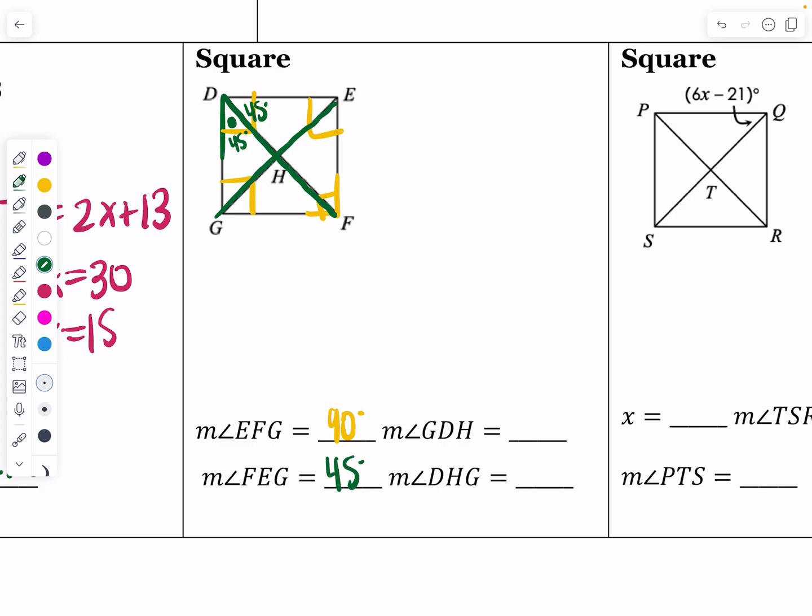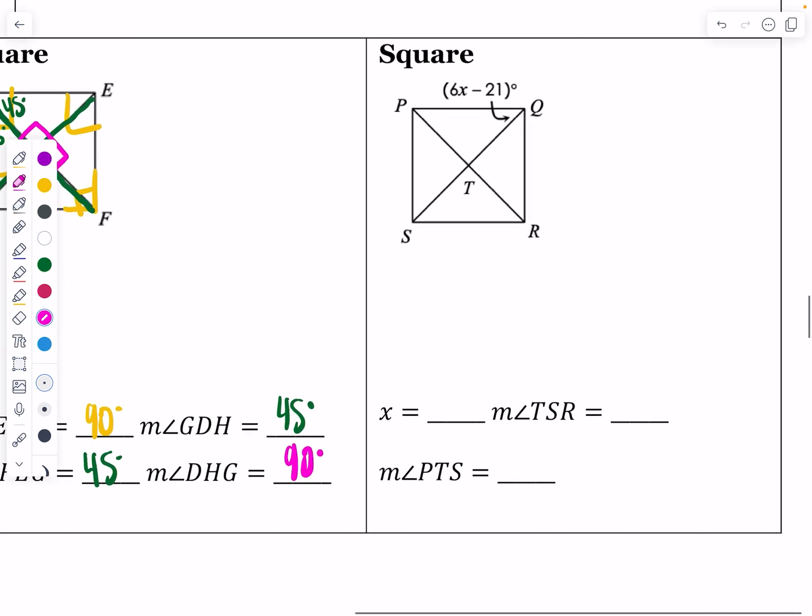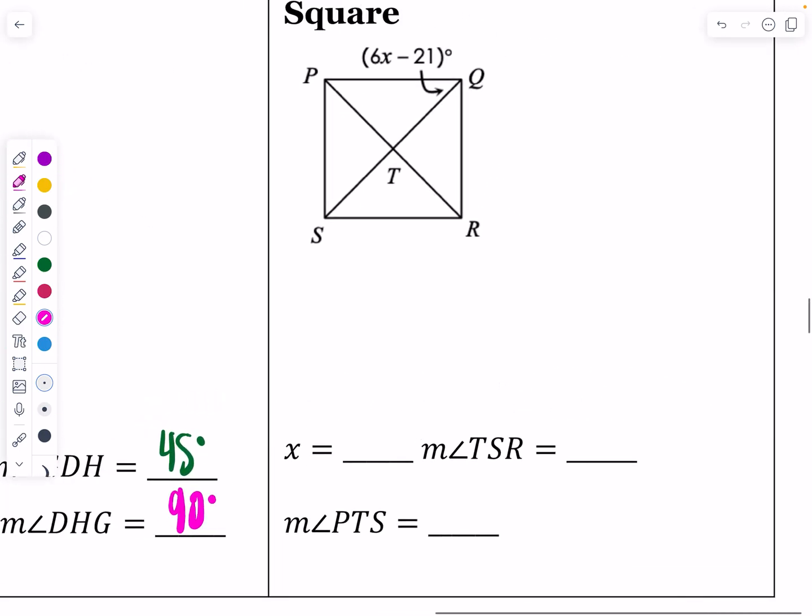G to D to H would be 45 degrees, and then D to H to G, these diagonals are going to be perpendicular, so that point H, those are 90-degree angles around each of those. So what is DHG? That's this one right here that I'm coloring in pink. That is going to be 90 degrees. Okay? All right, the square just wants me to solve for x.